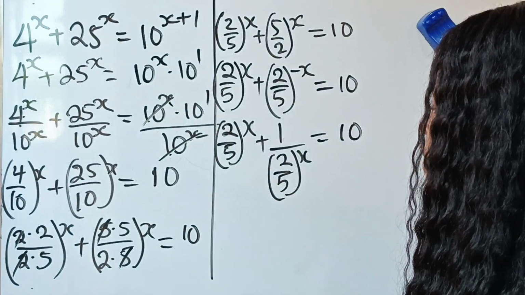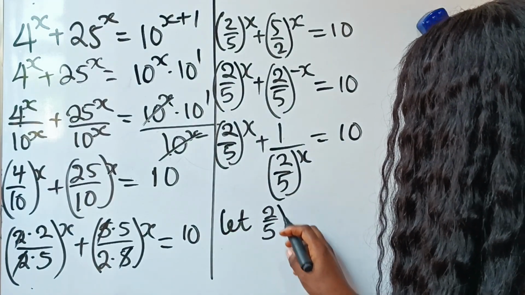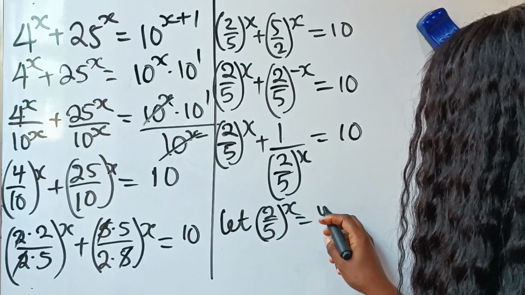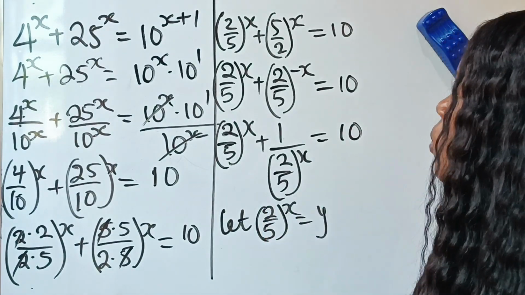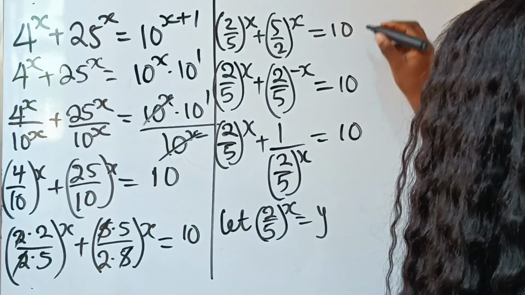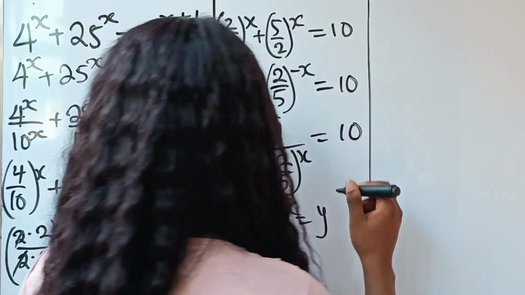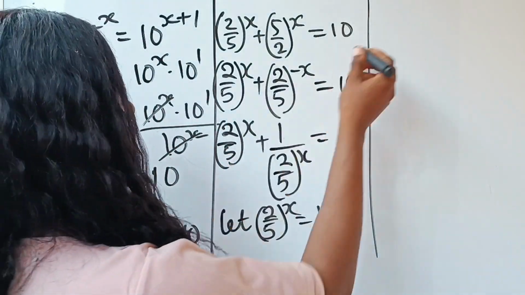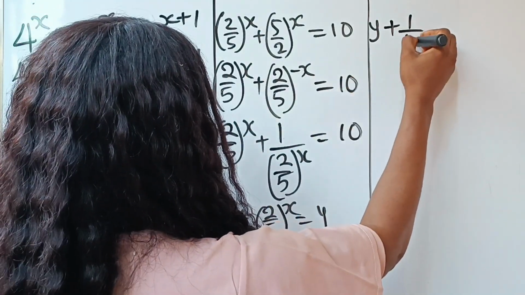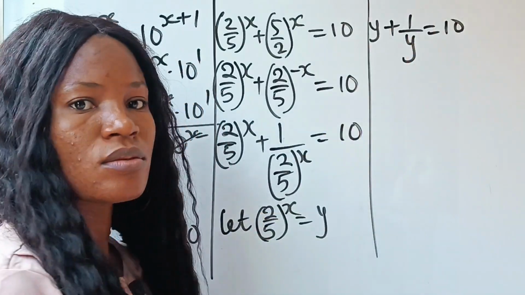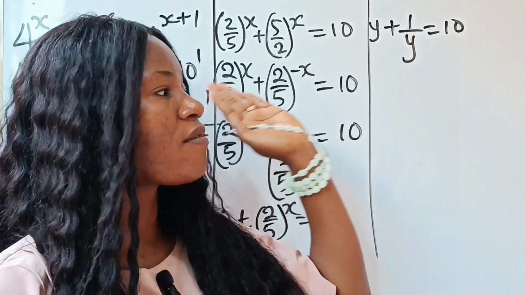So let's simplify. To simplify, we can say let 2 over 5 to the power of x be equal to y. So if we say let 2 over 5 to the power of x be equal to y, that simply means that we can rewrite what we have here as y plus 1 over y is equal to 10, right? Now let's multiply through by y so that we have a linear equation.